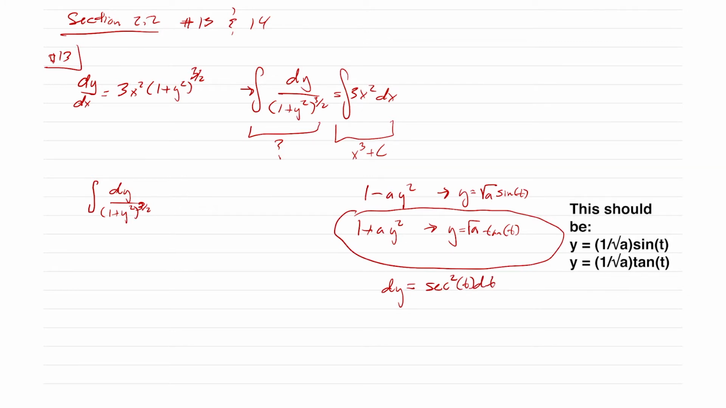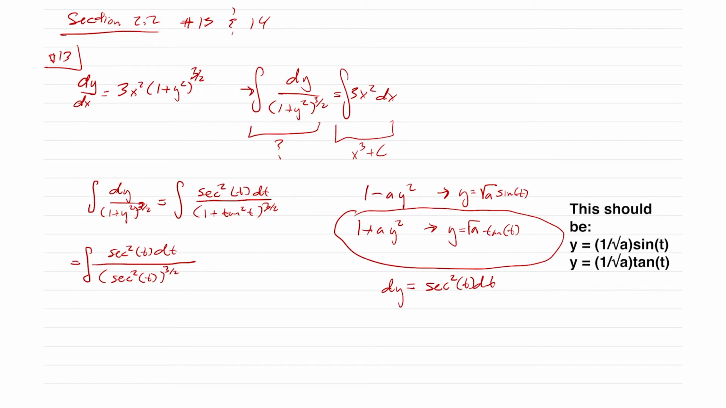Making those substitutions, we have dy and we know what we want our y to be. This gives us the integral of secant squared of t dt divided by (1 plus tangent squared of t) to the 3 over 2. The whole reason we do this is because it satisfies the Pythagorean identity. On the top we still have secant squared t dt, but on the bottom, 1 plus tangent squared of t turns into secant squared of t raised to 3 over 2.